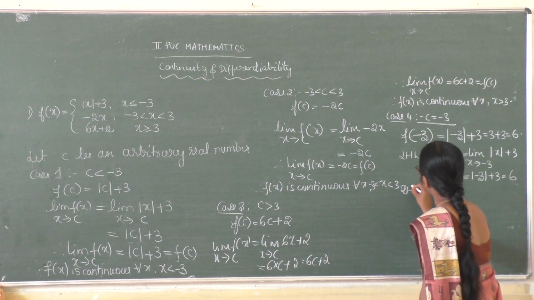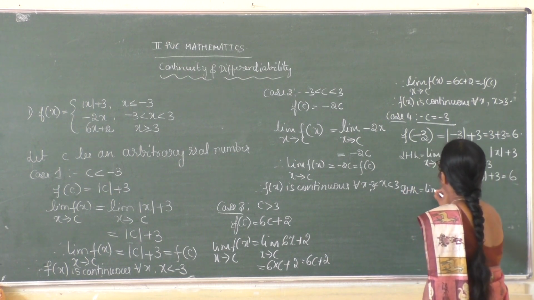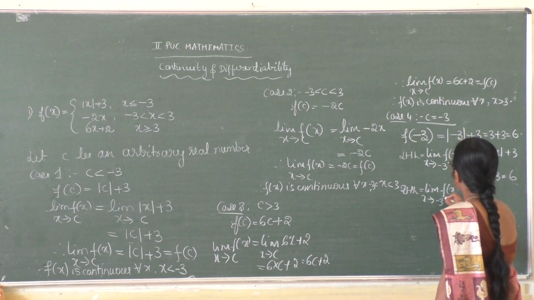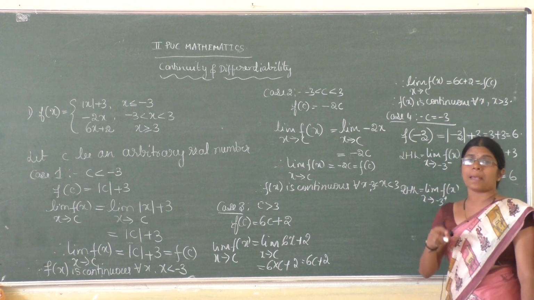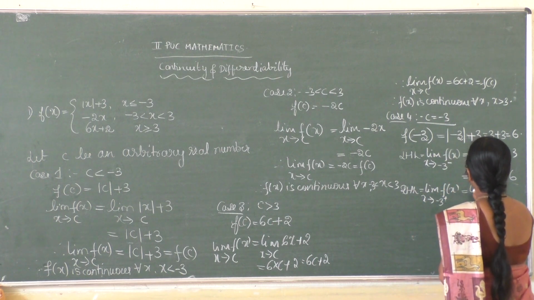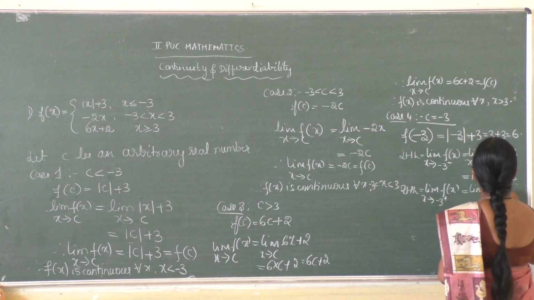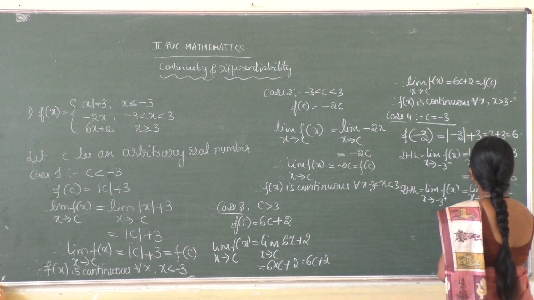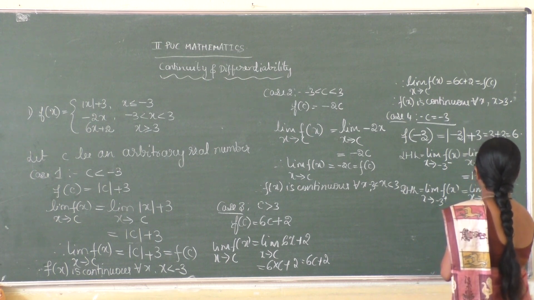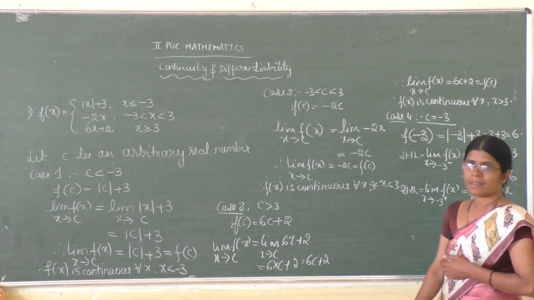Right hand limit, that equal to limit of f of x as x tends to minus 3 plus, that means x approaches to minus 3 from the right side, and in that case function is minus 2x as x tends to minus 3. So minus 2 into minus 3 equal to 6.